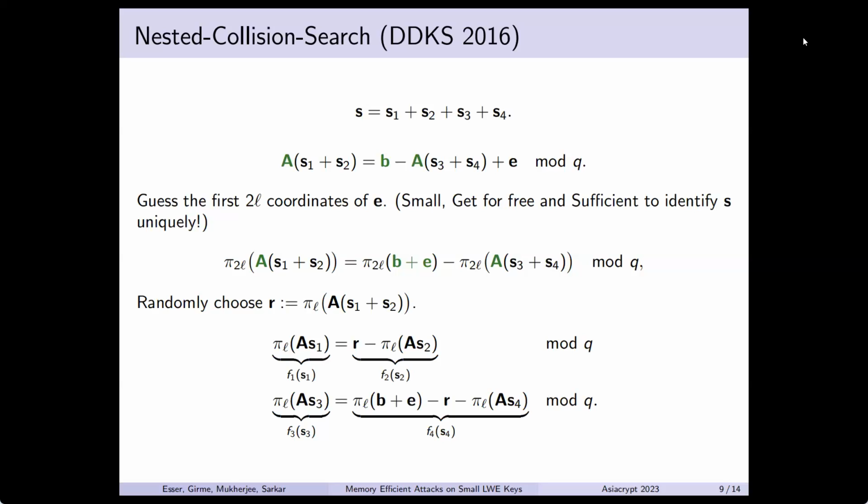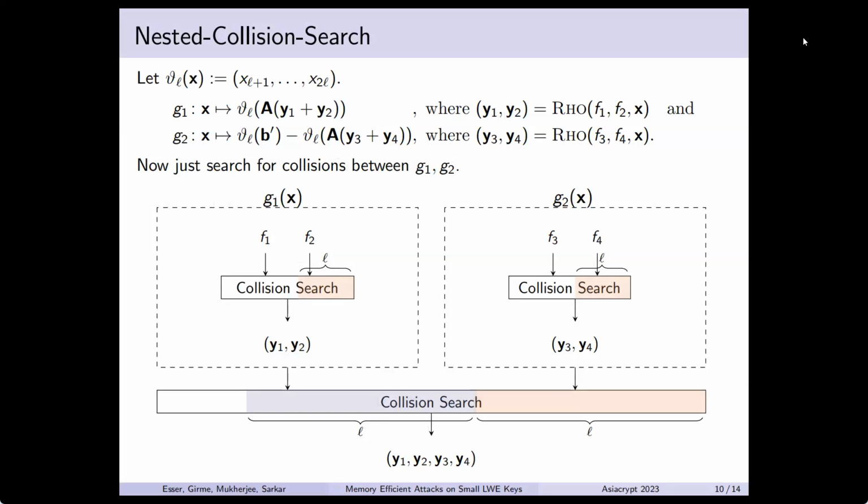And we just rearrange it, and we get pi L of a s1 equal to r minus pi L of a s2. You consider the left hand side to be the f1 function, the right hand side to be the f2 function. Similarly, from the right hand side of this identity, you get the f3 function and f4 function. And now you would like to find a collision between f1 f2 and f3 f4. But this is not sufficient.